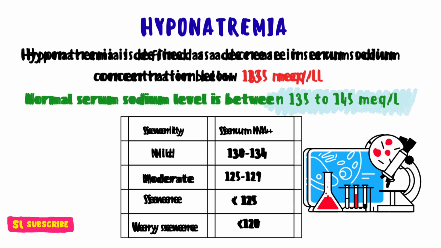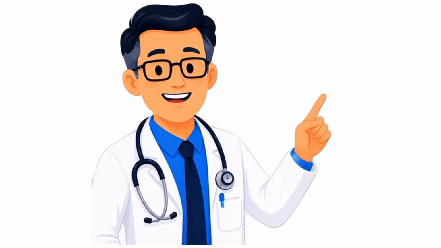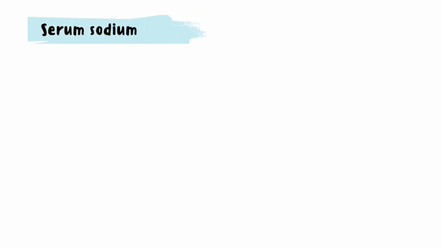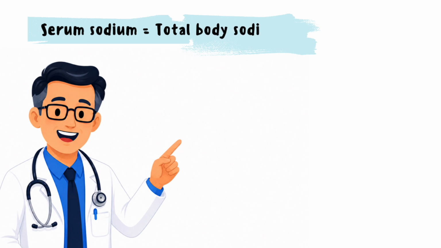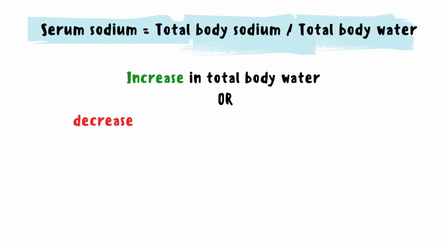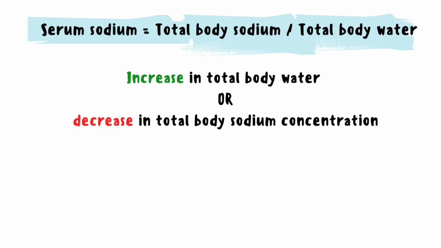The basic concept to understand is that serum sodium is equivalent to total body sodium divided by total body water. Any condition which increases total body water, or any condition which decreases total body sodium, eventually leads to hyponatremia.